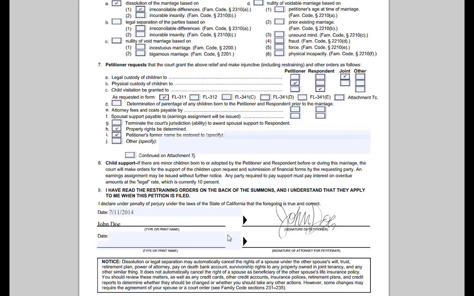Congratulations, you now know how to fill out the FL-100 form. Please proceed to the FL-311 Child Custody and Visitation Attachment video.